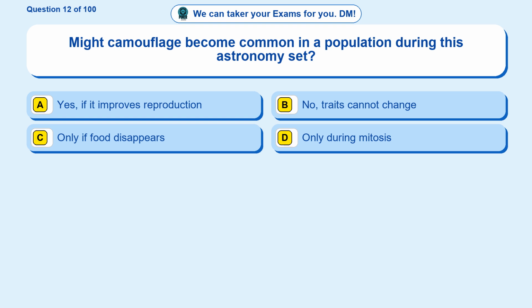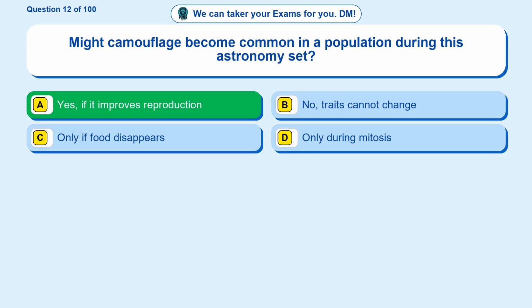Question 12. Might camouflage become common in a population during this astronomy set? Option A. Yes, if it improves reproduction. Option B. No, traits cannot change. Option C. Only if food disappears. Option D. Only during mitosis.